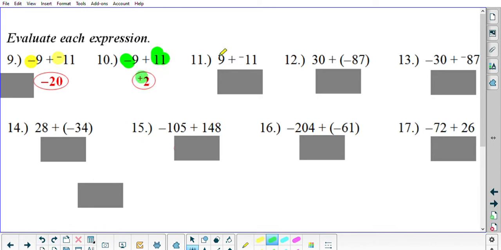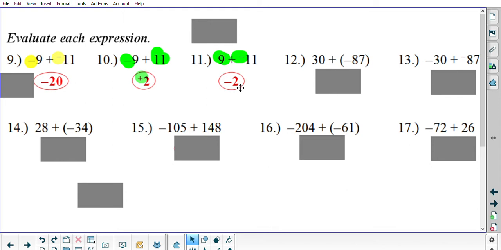Number 11, again, we have two numbers with different signs. The 9 was positive, but the 11 was negative. So just like you did on number 10, subtracting in your head, that would give you 2. But this time, the number with the bigger absolute value was the negative 11. And so the final answer should be negative.